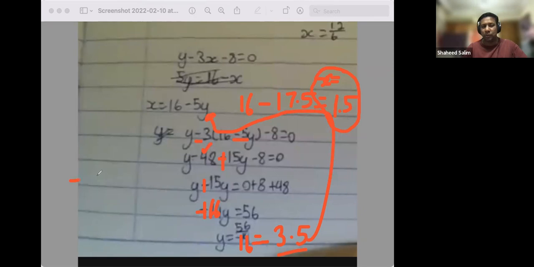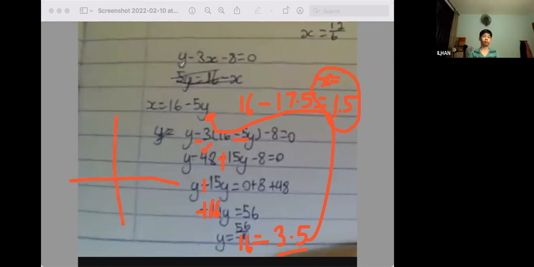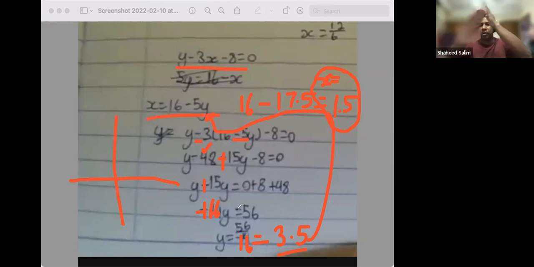This is called simultaneous equation. Simultaneous equation is actually a graph. What you are finding is a point of intersection where the two graphs cut each other. So the two graphs cut each other when x is 1.5, y is 3.5. Now you're learning about two graphs cutting each other. Where they cut, that is the solution you are finding. So what you are finding is the coordinates of the intersection. Intersection means cutting each other.